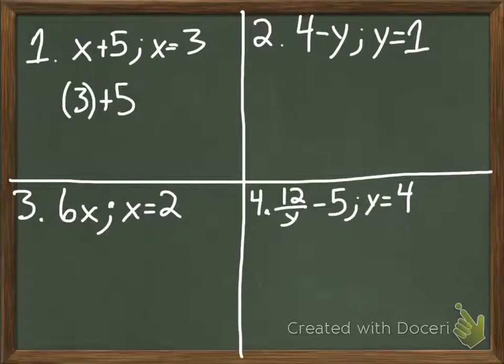Plus 5. Okay, now we don't have to do anything with the parentheses, so we can get rid of it, and we get 3 plus 5. And 3 plus 5 simplifies to 8.